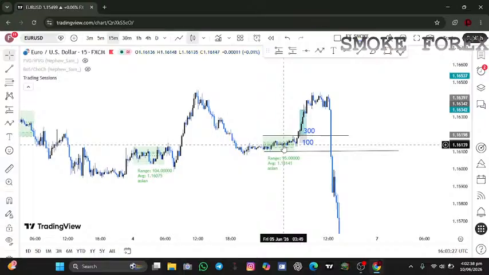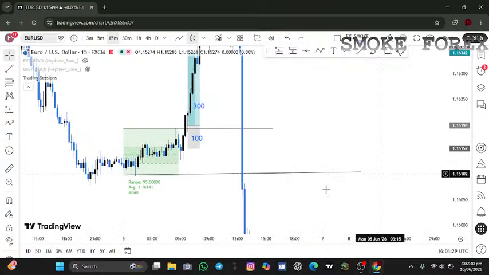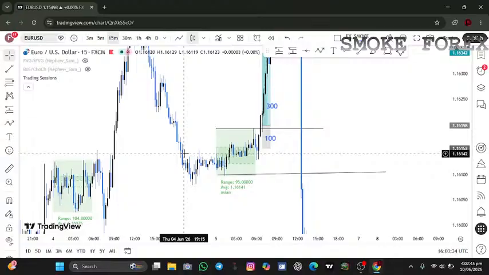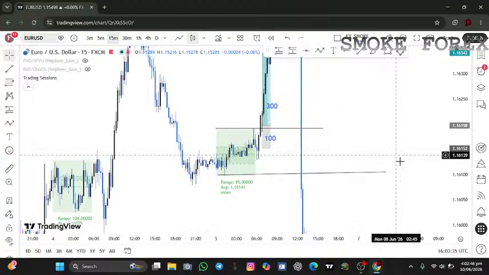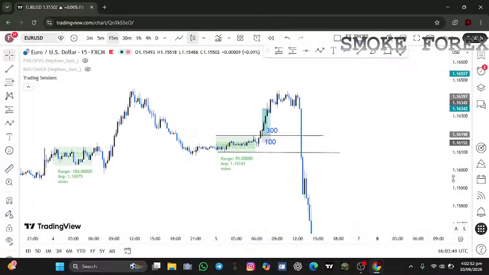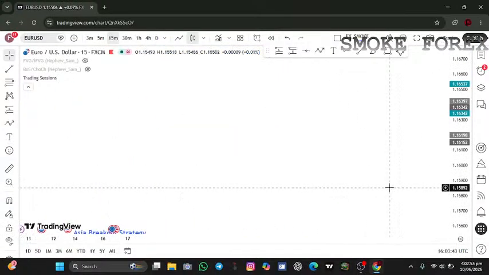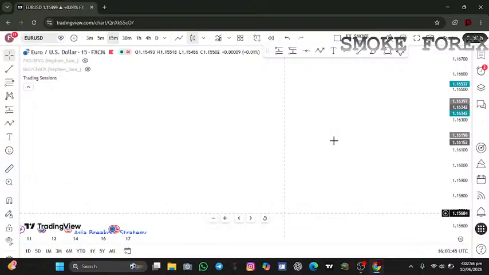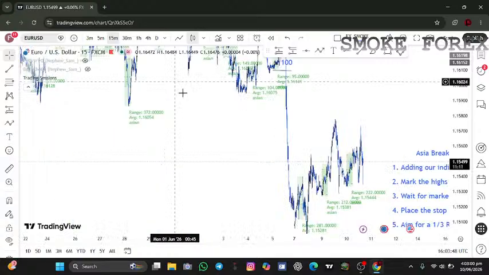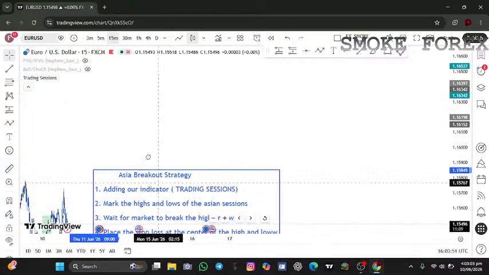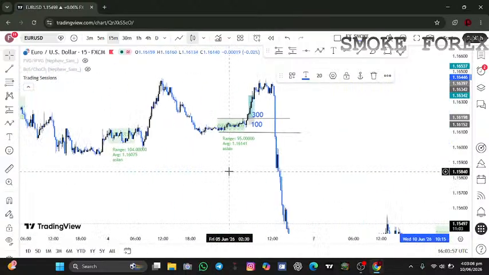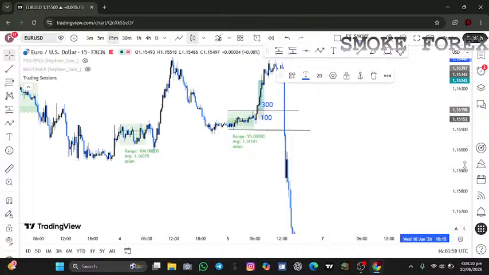You can see clearly I marked my Asian range. All you have to do is just mark the box, the high and the low. Or if you are too lazy like me, sometimes I don't mark it. So right now I've marked it, what's next? Our next thing is to wait for the market to break either the high or low. That's absolutely the next thing we are going to do. I'll show more examples of how the strategy is very healthy.